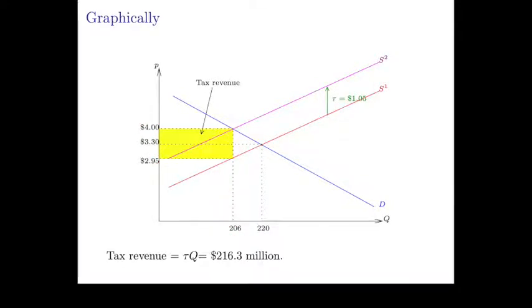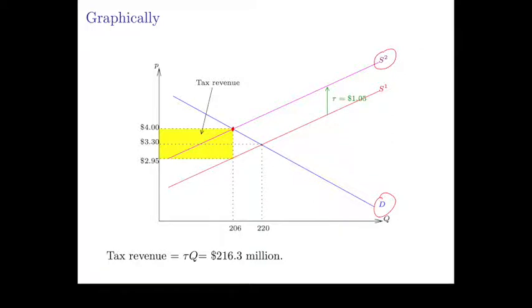So what's the tax revenue going to be? Well, we look for the equilibrium. The demand curve didn't change, so this is the demand curve. We look at the new supply curve and the unchanged demand curve, and we look at where they meet to find the market equilibrium after the tax has been imposed. And that's going to be right here.